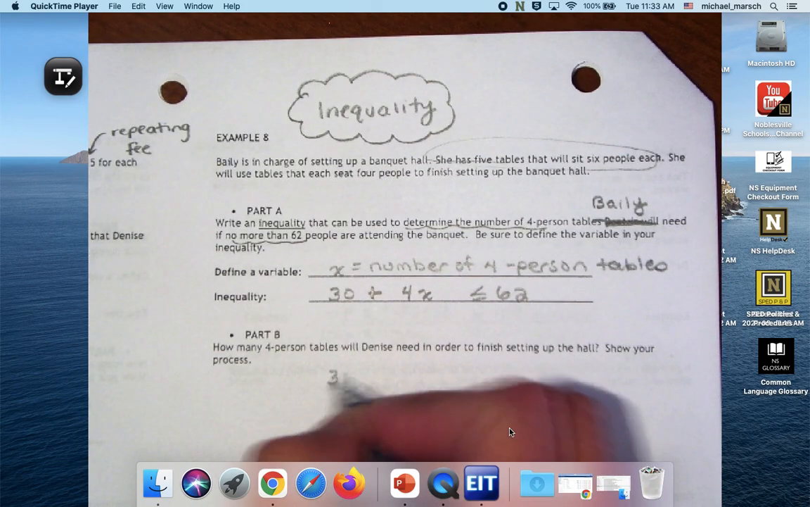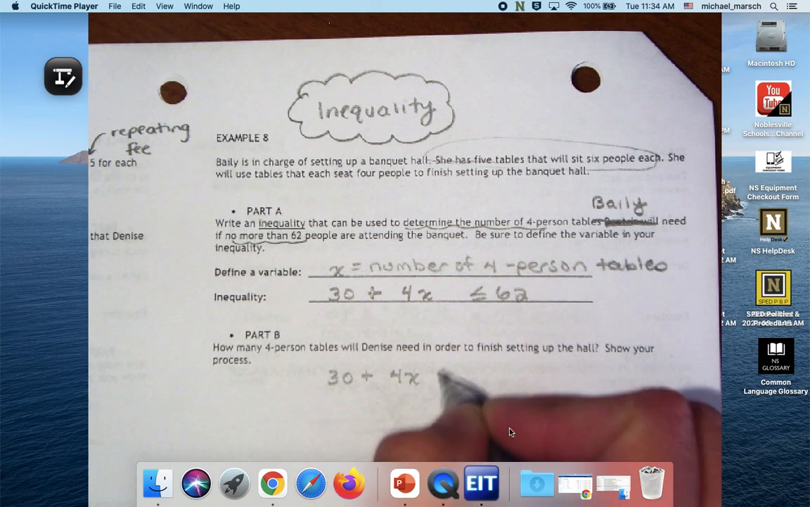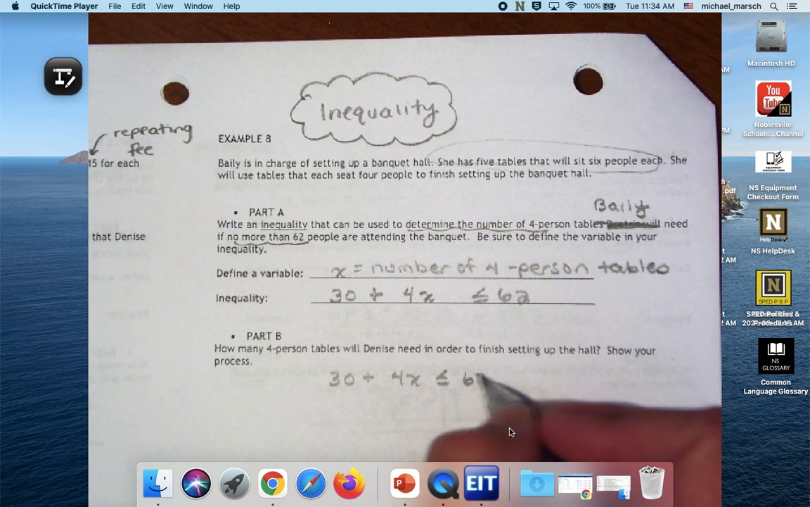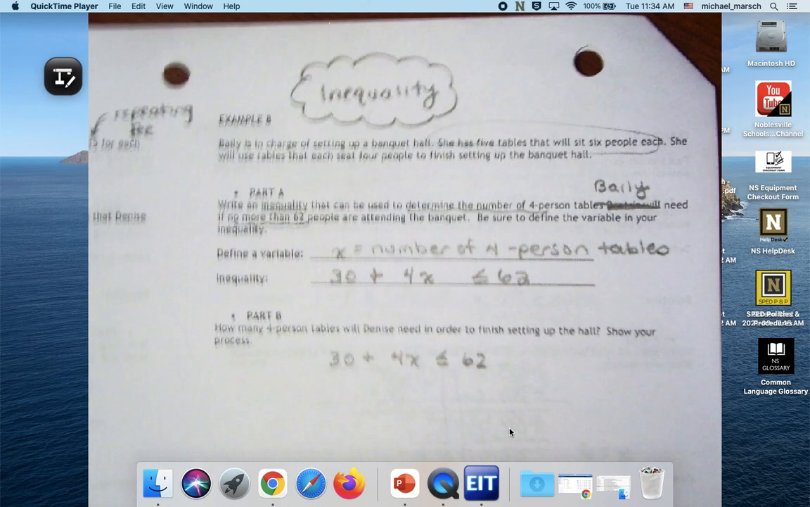All right, so now we're going to solve this. Is that a plus sign? It is.